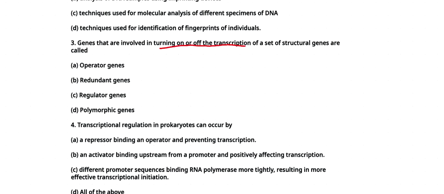Okay. Our third question is genes that are involved in turning on or off the transcription of a set of structural genes are called operator genes, reductant genes, regulator genes, polymorphic genes. Answer will be A, operator genes. Operator gene allow the functioning of the operon.